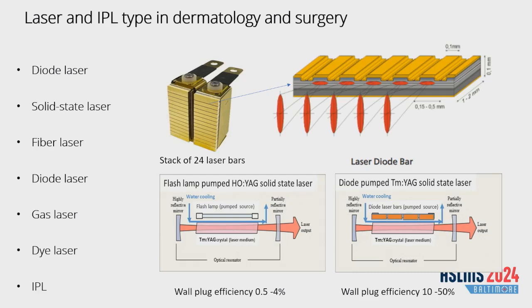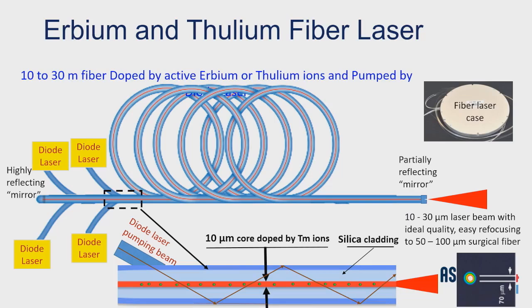This is very inefficient. But a more modern implementation of solid-state laser is pumping with a diode laser bar, similar to here. So instead of a lamp, you're using a laser bar. In this case, efficiency goes to 10–50%. It's much more efficient. And finally, I will tell you about the laser structure of the most modern, probably most efficient and universal laser platform, which came to the market maybe 10–15 years ago.